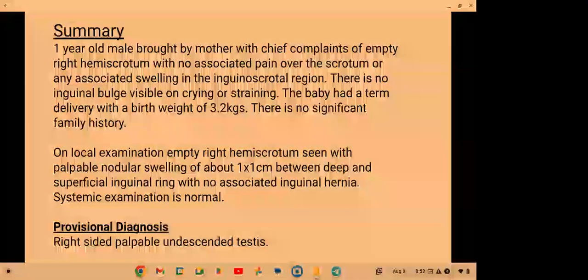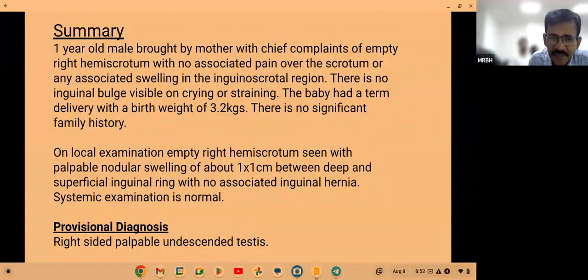Most commonly it is near the deep ring. Which other structure will you have to retract? We have to.